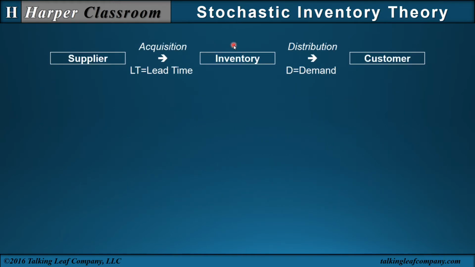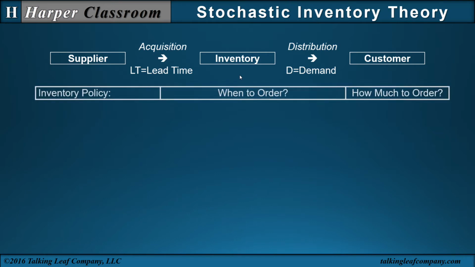As an introduction, the inventory can be increased by acquiring items from the supplier, which is dependent on the lead time. The inventory can be decreased by distributing items to the customer, which is dependent on the demand. The inventory policy answers the question when to order and how much to order from the supplier.